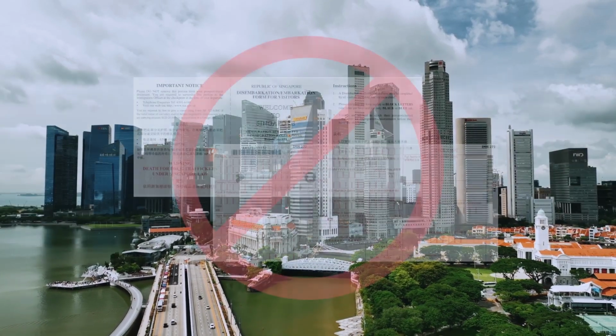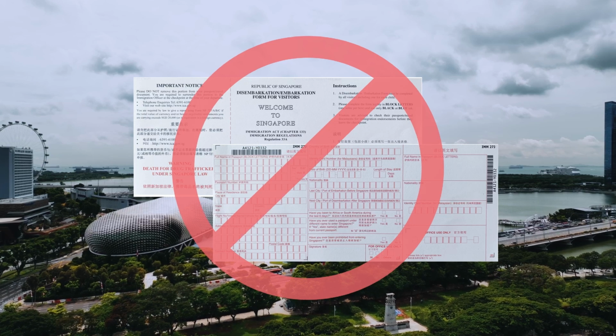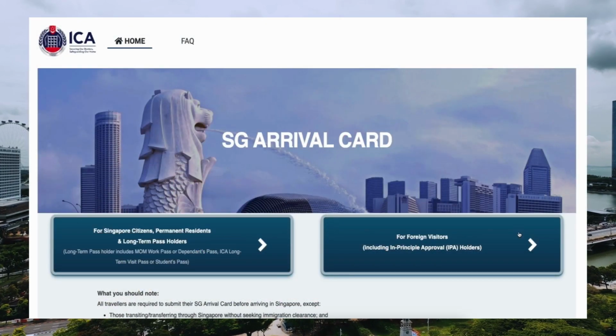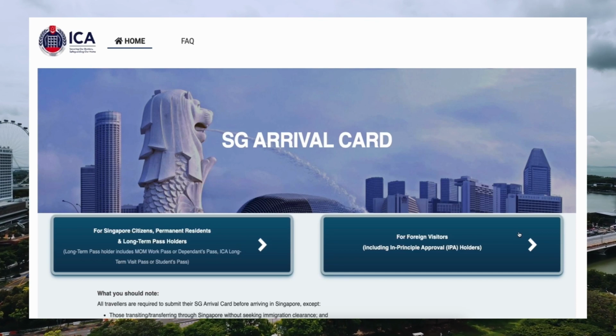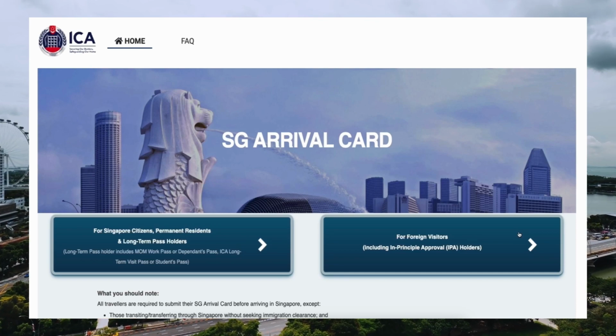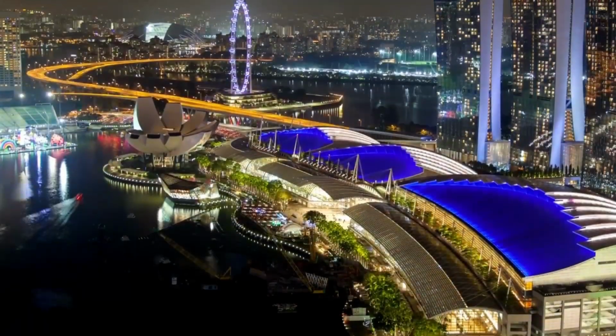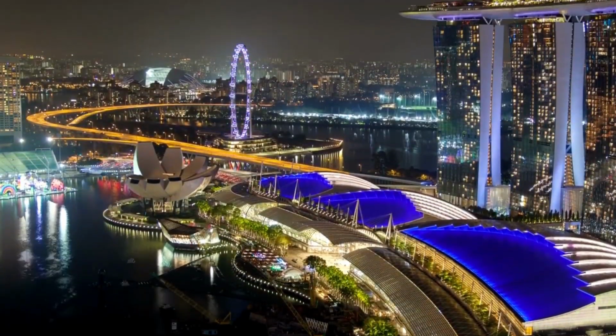Don't worry, it's not a boring paper form that you have to fill out with a pen. It's an electronic version of the disembarkation and embarkation card that you can easily fill out on your phone or computer. In this guide, we'll walk you through how to use the SG arrival card so you can breeze through immigration and start exploring Singapore in no time.